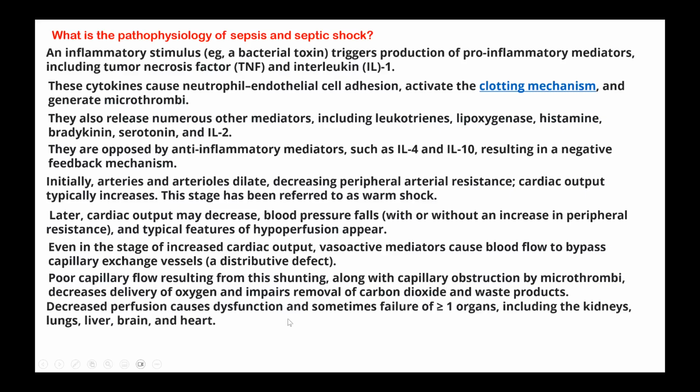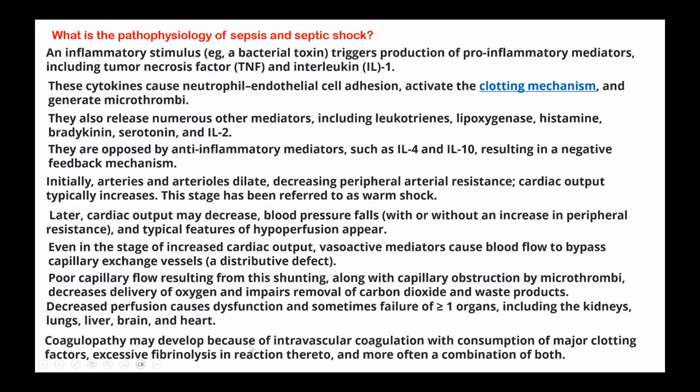So decreased perfusion causes dysfunction, sometimes failure of more than one organ. The first to get affected will be the kidneys, then the lung, liver, brain, and heart. And coagulopathy may develop because of intravascular coagulation with consumption of major clotting factors, and excessive fibrinolysis in reaction also. More often it will be a combination of formation of microthrombi and exhaustion of all your coagulation factors.